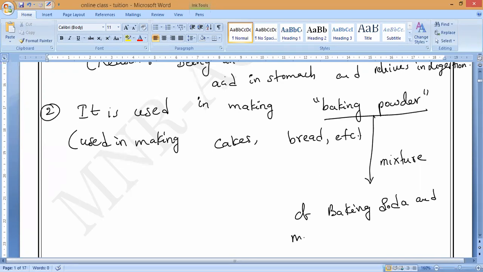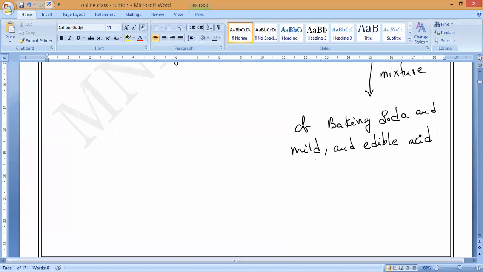What do you mean by edible acid? Anybody? Which is good to consume. Good to consume means we can take it also, and nothing will happen to us. That is called edible. So that acid, one more MCQ here, is called tartaric acid. You have to remember that.